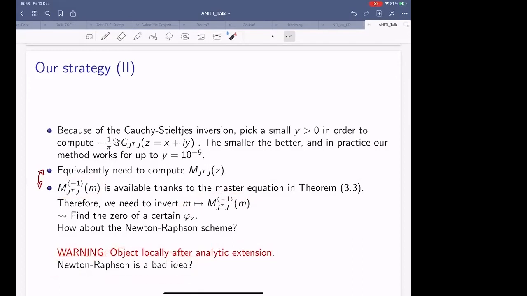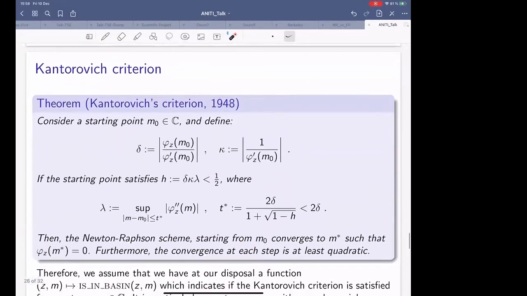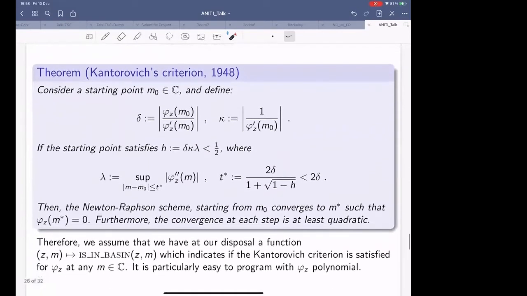So is it a bad idea? Well, it seemed like a good idea. Now it looks like a bad idea. So what do you do? We really wanted to save it, because Newton-Raphson is a very good technique, but its convergence is only local.